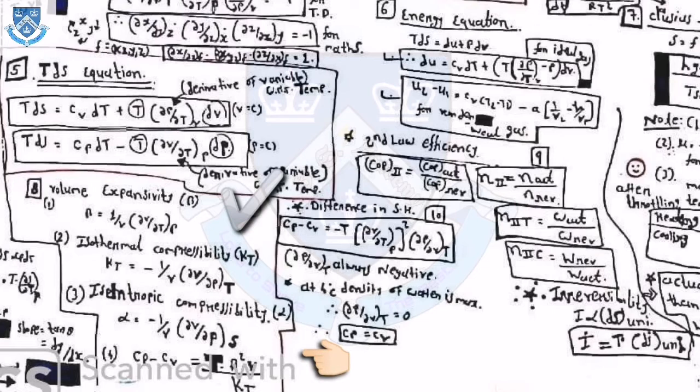Then the third one is isentropic compressibility, alpha. Alpha is equal to minus 1 upon V into del V upon del P at constant entropy. Fourth one is Cp minus Cv is equal to T into beta square into V upon KT.